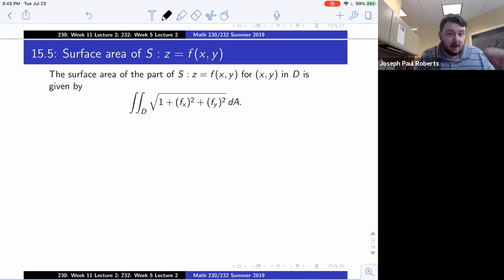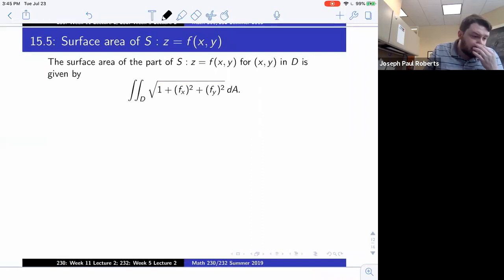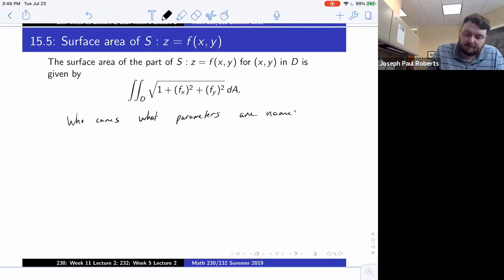Okay, so how are we going to figure out that this is a special case of the formula we just derived for r of u, v? So I'll talk about this again in a minute, but who cares what the parameters are named? So let's say I wanted to parameterize the surface z equals f of x, y.